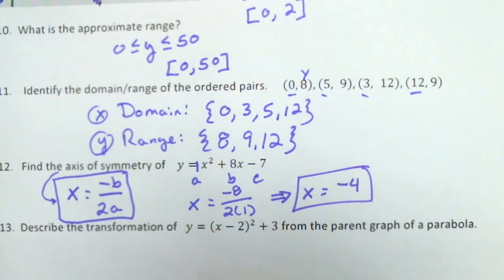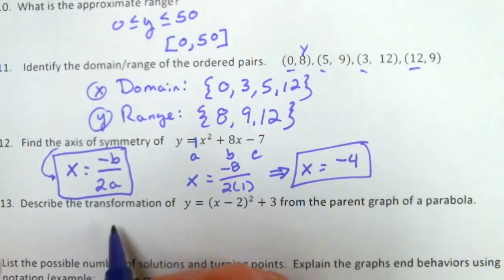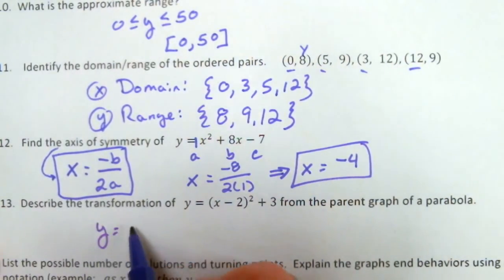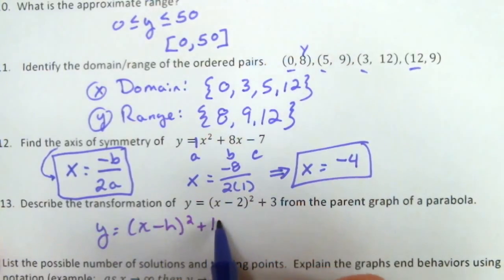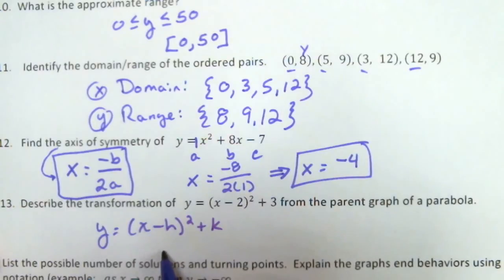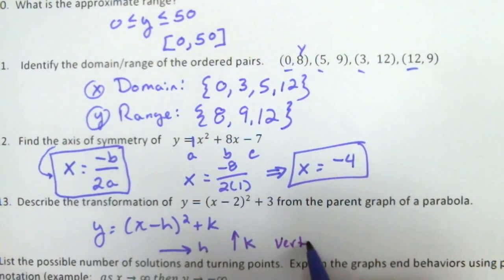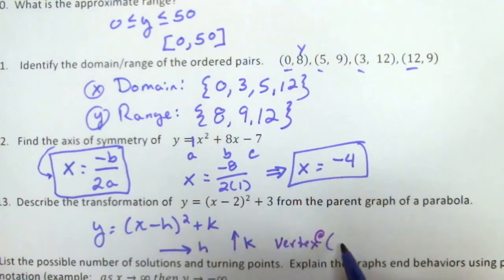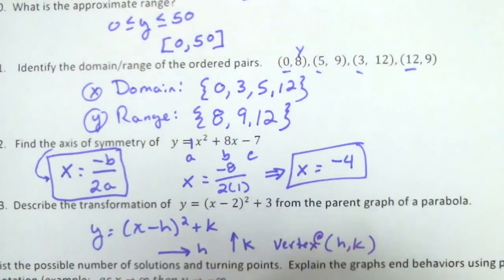All right, for number 13, describe the transformation. Now remember, this is in vertex form. Vertex form is y equals a times x minus h squared plus k. And remember, the shift is always h units over and k units up. And the vertex would be at h comma k. But for this, we have to just describe the transformation.